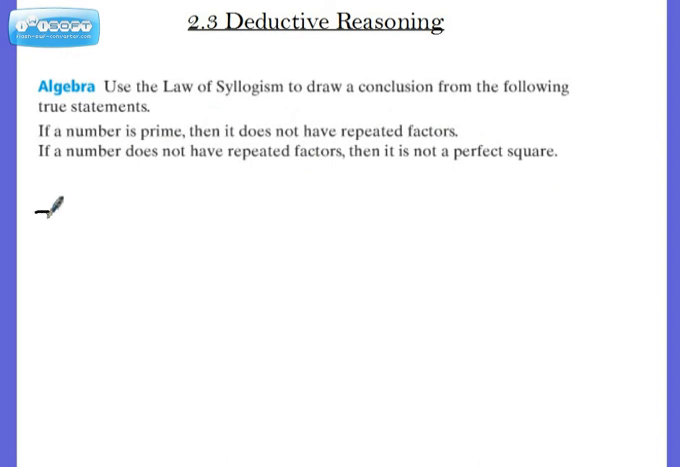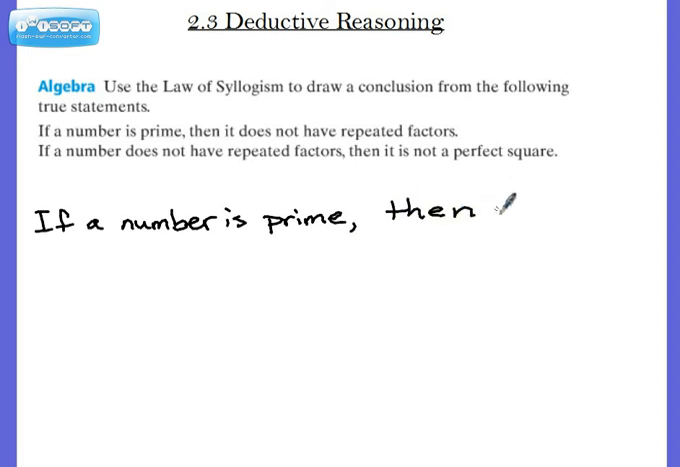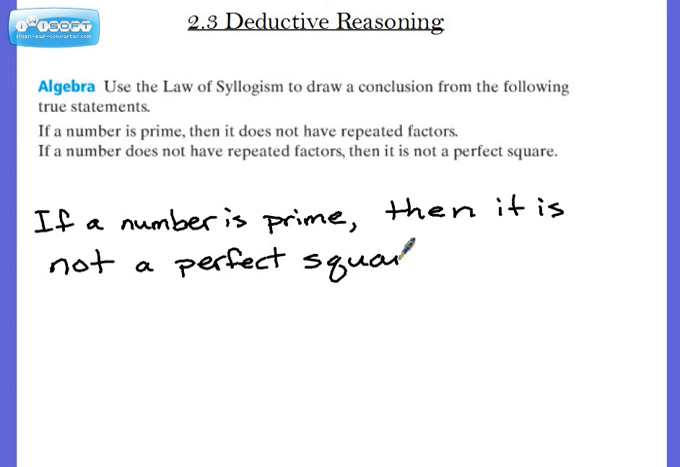We can combine this as if a number is prime, then it is not a perfect square. And again, we get that from combining. Here's our P implies Q implies R. We can combine those two together using the law of syllogism.